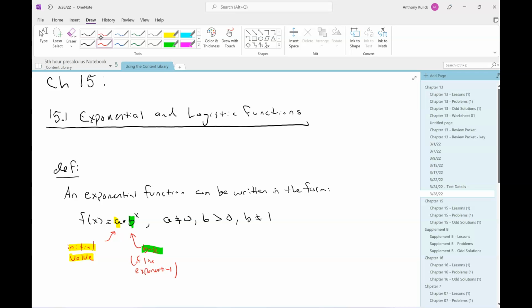What would happen if b was equal to 1? What's 1 to any power? 1. So you just have a times 1, which is a. That's a constant function. Again, that's a type of linear function. We don't want to include that here. Everybody's cool with that? Why does b have to be positive?